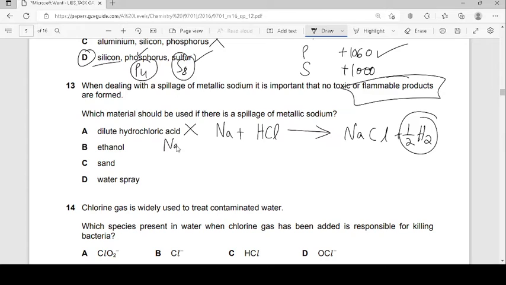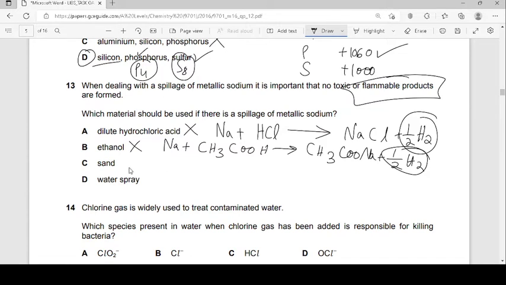Ethanol, again, because it's sodium reacting with an acid, so you're going to get the same thing fundamentally, CH3COONa plus half H2. Again, you get flammable hydrogen, so that is wrong. Sand is mainly SiO2, right? Quartz, silicon dioxide.